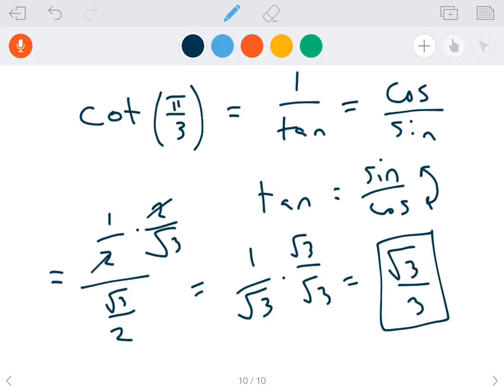And that's really all the trig that you need to know to be successful in calculus. You've got to be comfortable with the unit circle, and you've got to be comfortable finding all of your 6 trig functions for any angle on the unit circle.